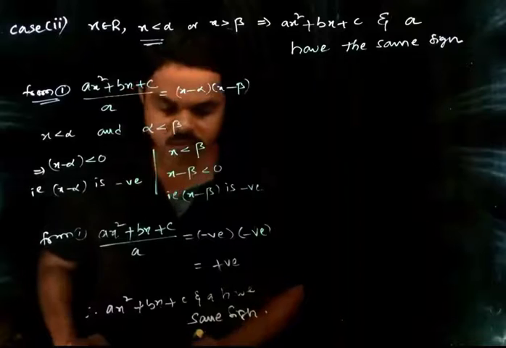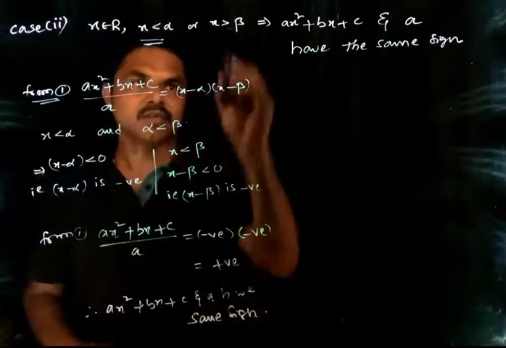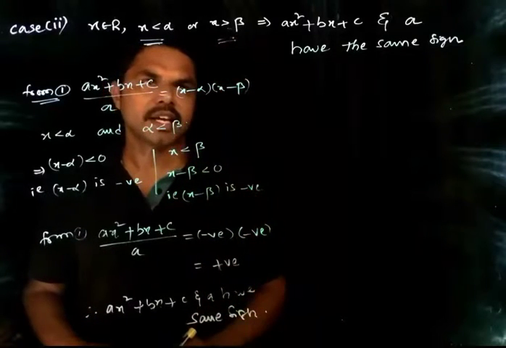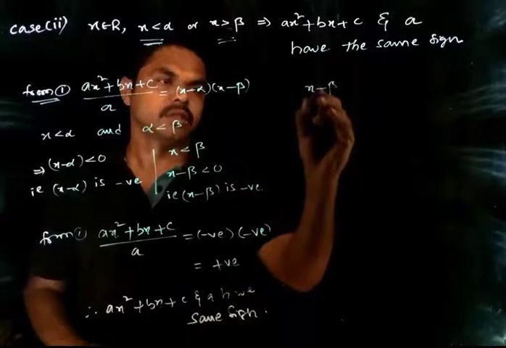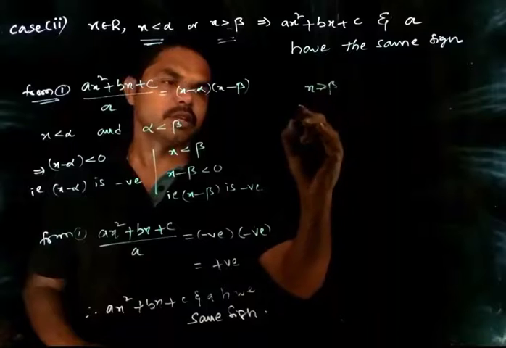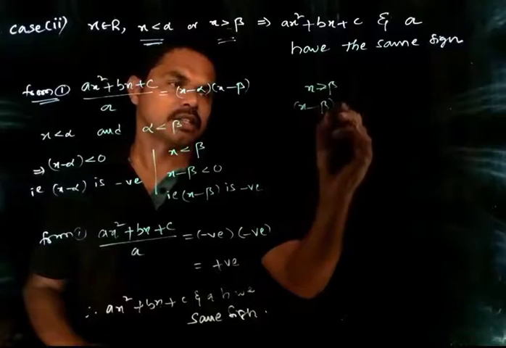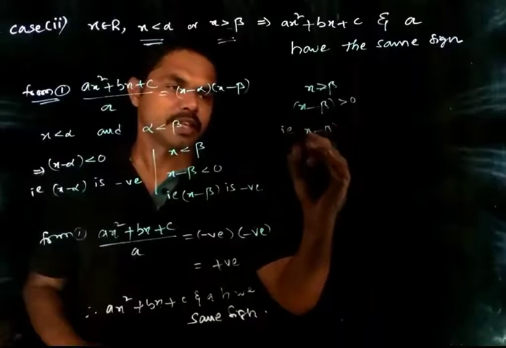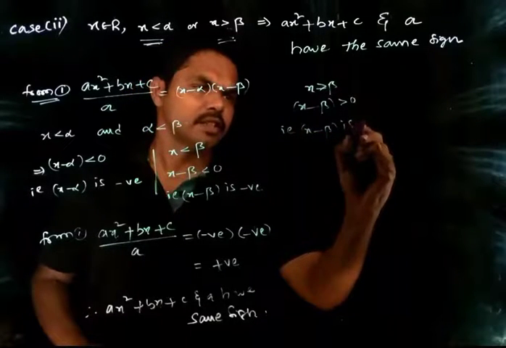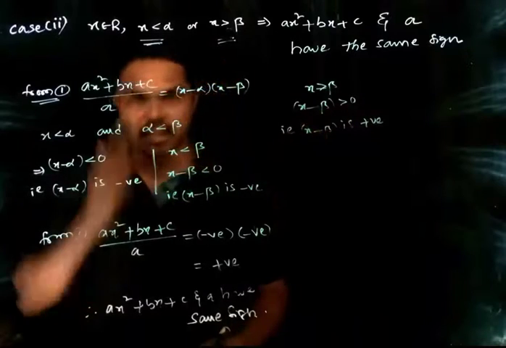Same sign. This is one case. Here we have another condition, that is x greater than beta. Now take x greater than beta. That means x minus beta is greater than 0. So what does that mean? x minus beta is positive because it is greater than 0, right?